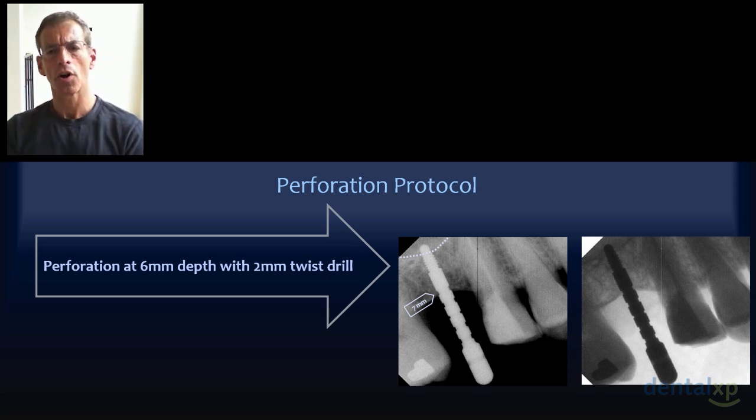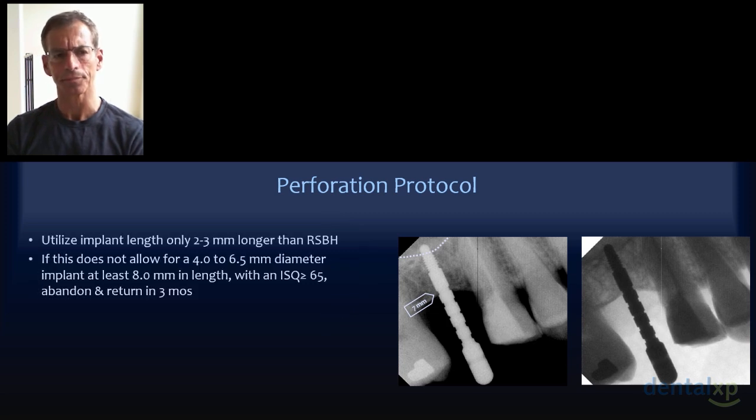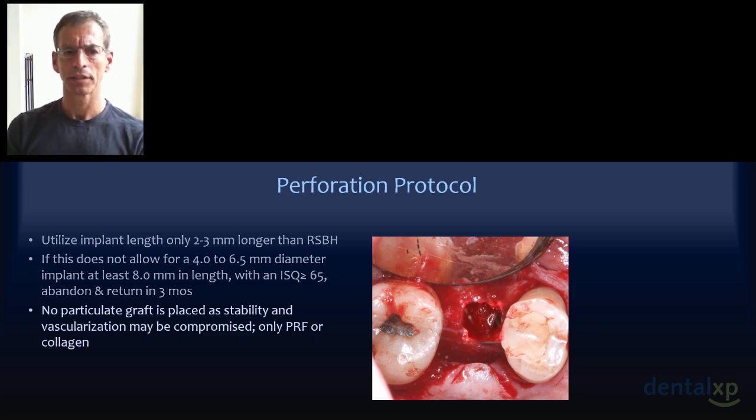So, my perforation protocol: here I perforate at 6 millimeter depth with a 2 millimeter twist drill. Once I perforate, I will only utilize an implant length that is 2 millimeters longer than the residual subantral bone height. If this does not allow for a 4 to 6.5 millimeter diameter implant, at least 8 millimeters in length, inserted with an ISQ of greater than or equal to 65, I abandon and return in 3 months. No particulate graft is placed, as stability and vascularization may be compromised. At these perforated sites, I only utilize platelet-rich fibrin.